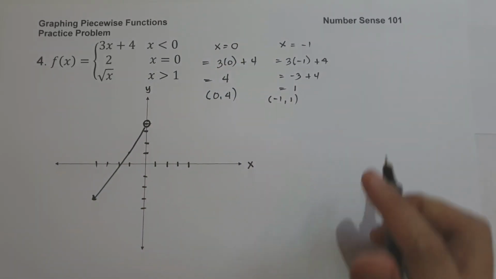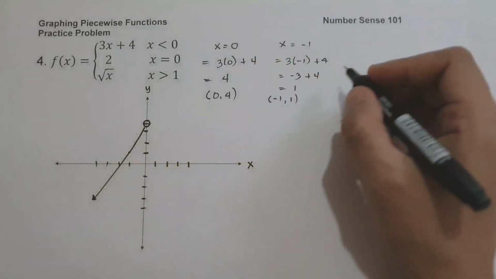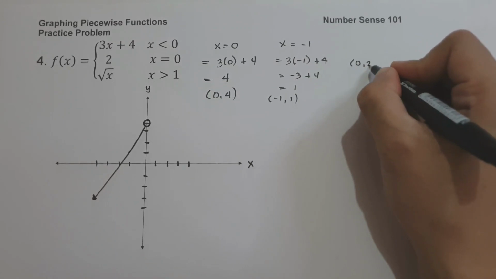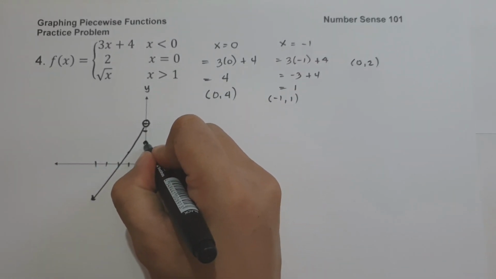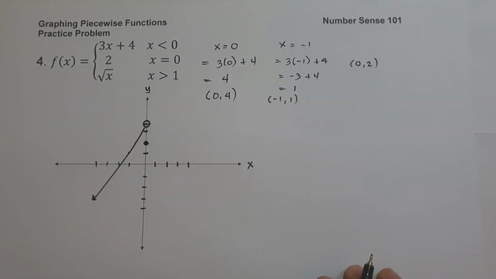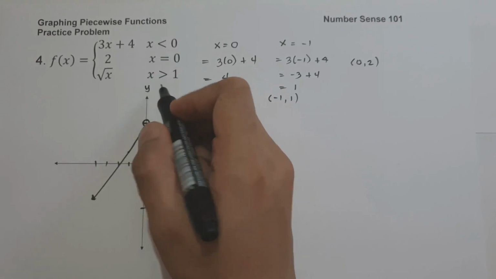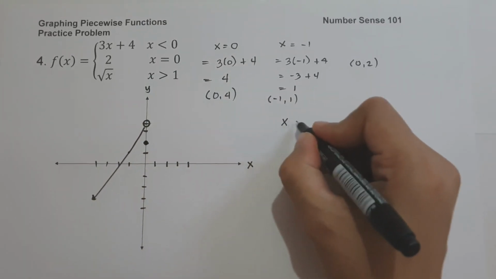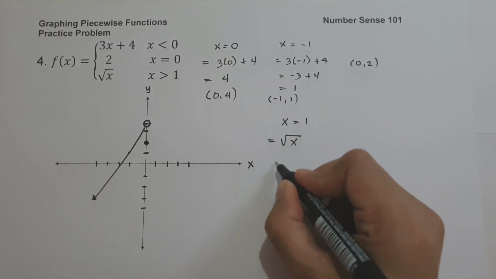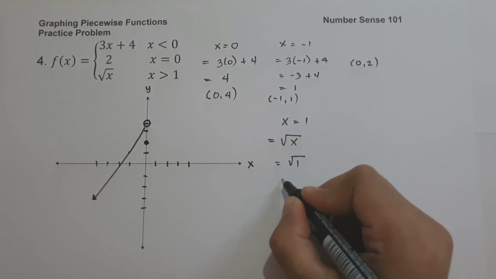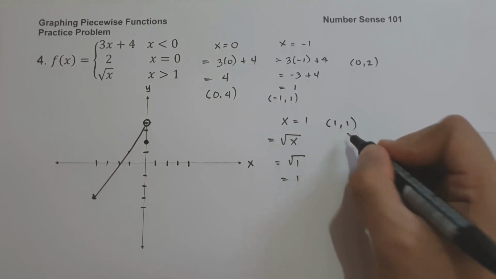And then, if f of x is equal to 2 when x is equal to 0, we are going to have 0, comma 2. So this will be 0, comma 2. And if you are going to graph square root of x when x is greater than 1, let's say x is equal to 1, this will be square root of 1, and that is 1. So we are going to have 1, comma 1.